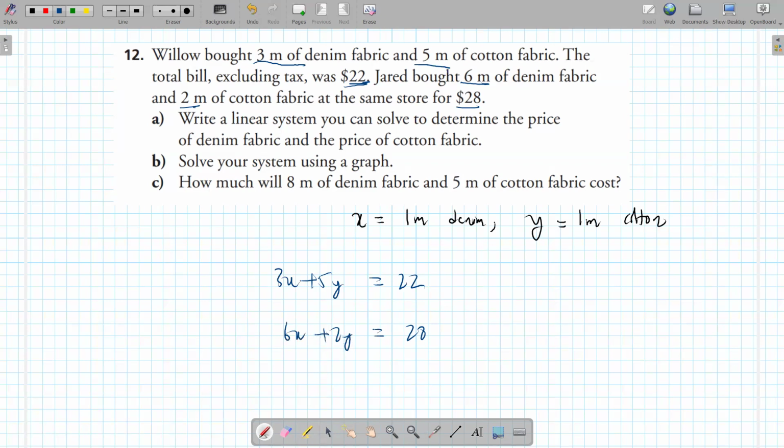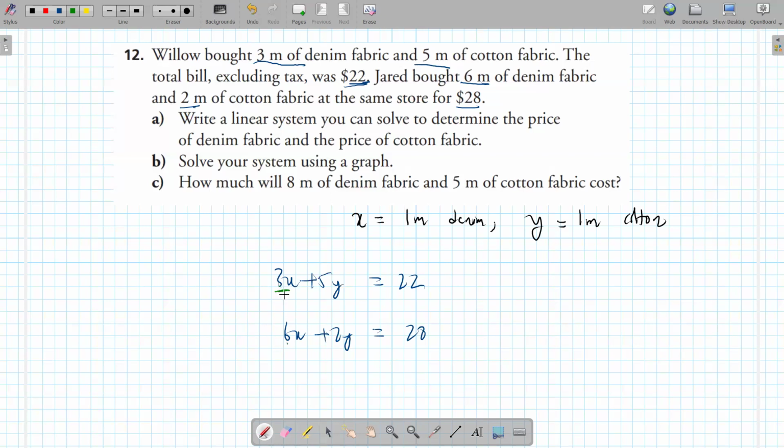Right. So how do we solve this system of equations? Substitution would always work as well, but I don't know if that's the most efficient in this case. Let's use elimination. Elimination requires you to have the same coefficient for either x or y. So we have a 3 here, we have a 6 here. How do we make this 3 a 6? What do we multiply this by?